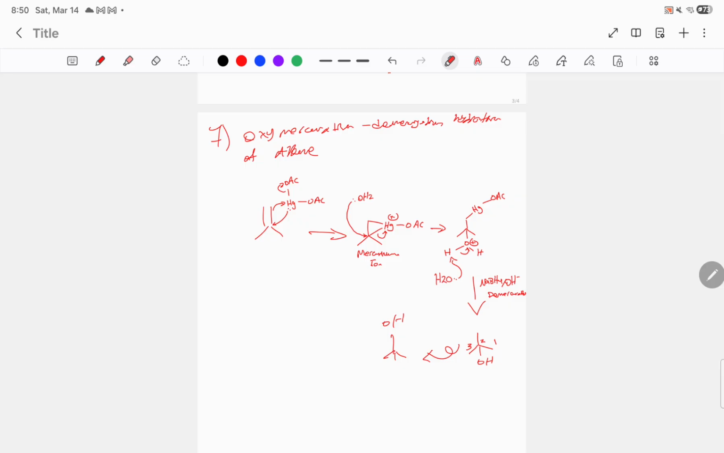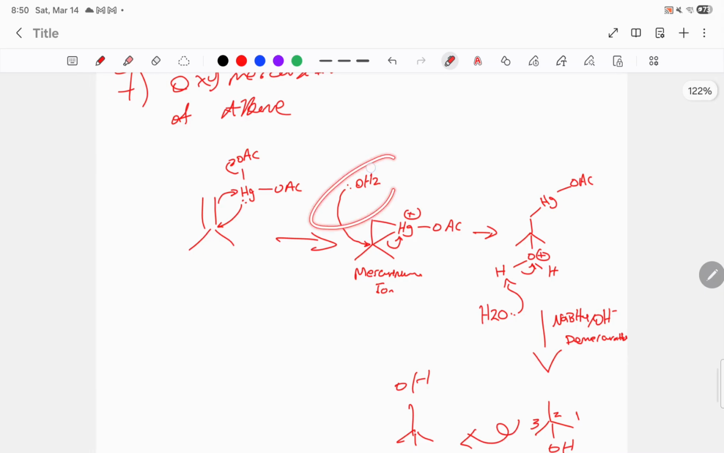It is regiospecific, right? Markovnikov, we know that. Why do we know that? Because the water attacks at the more substituted carbon, and the hydrogen will then attach to the less substituted carbon. Which of course will be here when we do our reduction step by the sodium borohydride. Again, remember that reduction is a gaining of electron density, and since hydrogens donate electron density, this will be the thing.